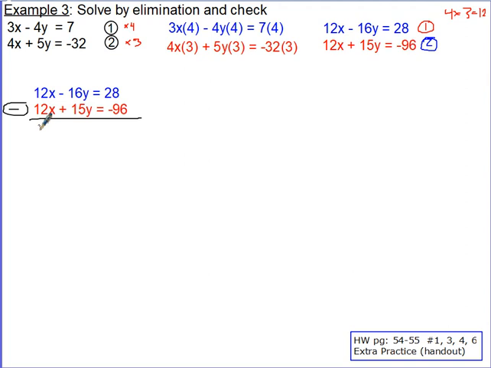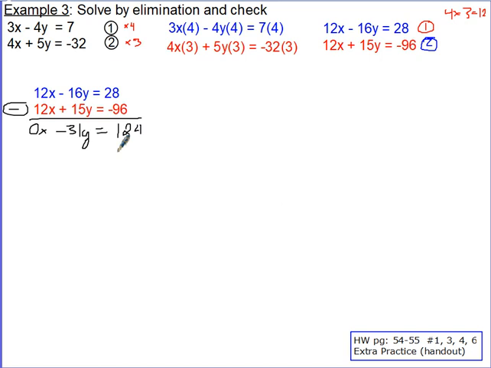So 12x minus 12x is 0. 0x if you want. It's going to be gone though, which is lovely. Now, negative 16 minus positive 15 is negative 31y. See, that one almost tricked me. If I didn't use my calculator there, I probably would have said 1y. But because I used my calculator, I didn't fall into that trap. Now, 28 minus negative 96. Right in the calculator, it tells me it's positive 124.